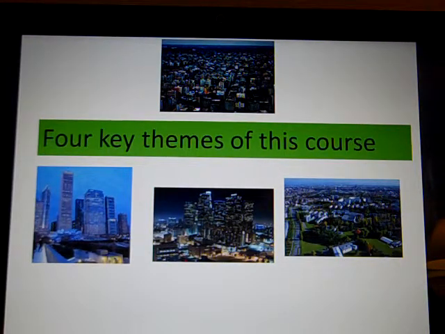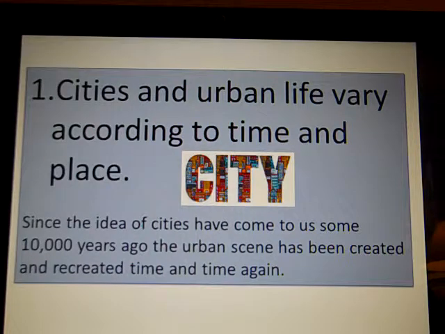So there are 4 key themes in this course. First, cities and urban life vary according to time and place. Since the idea of cities came to us approximately 10,000 years ago, the urban scene has been created and recreated time and time again.